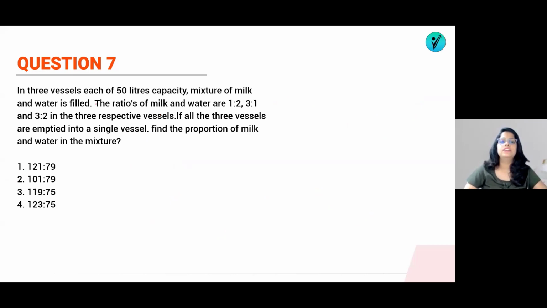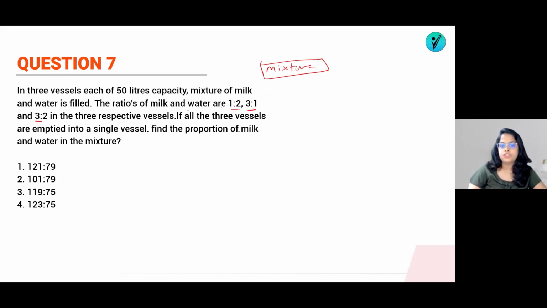You can see here question number 7, which is of mixture and alligation. If in 3 vessels, each of 50 liters capacity, mixture of milk and water is filled, the ratios of milk and water are 1 is to 2, 3 is to 1 and 3 is to 2 in the 3 respective vessels. If all the 3 vessels are emptied into a single vessel, find the proportion of milk and water.